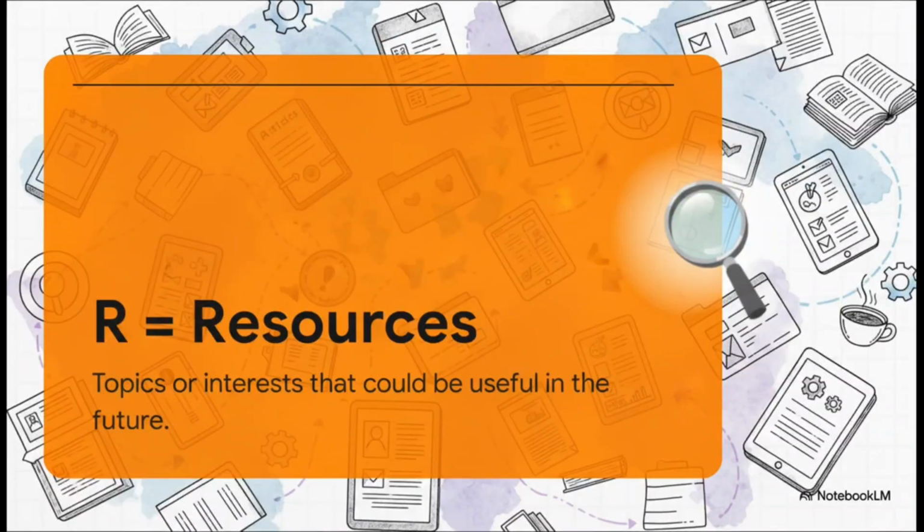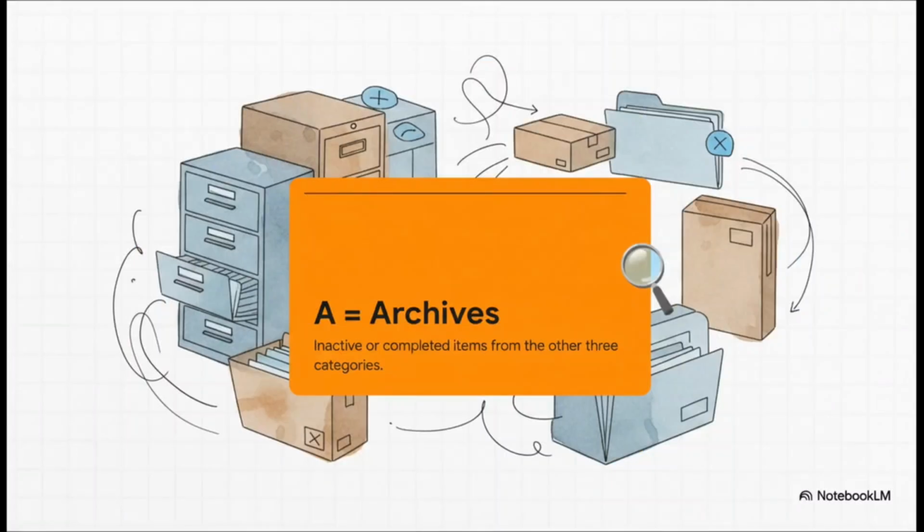Then we get to R, which stands for resources. This is basically your own personal reference library, your curiosity cabinet. It's for all those topics you're interested in. Articles on productivity, recipes you want to try someday, cool coding snippets. It's all the stuff that isn't tied to an active project right now, but you think, hey, I might want that later. And finally, the second A is for archives. This is mission control for tidiness. When a project is done or an area of your life is no longer relevant, you just move everything here. It's not deleted, it's just put into cold storage. This keeps your active workspace, your workshop, clean and focused.